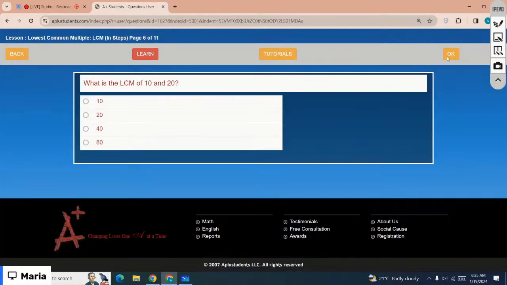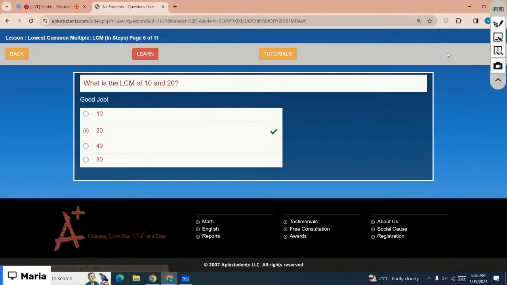What is the LCM of 10 and 20? Which is the correct option? The correct option is 20. The least common multiple is 20. Got it?